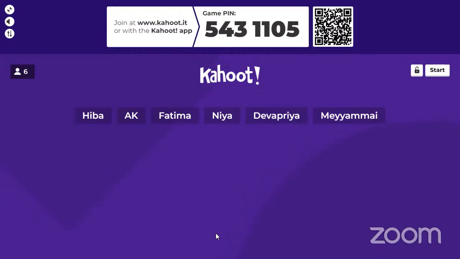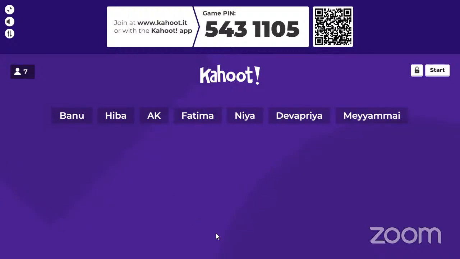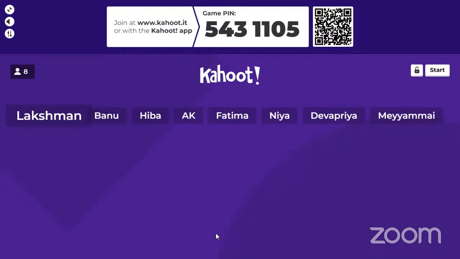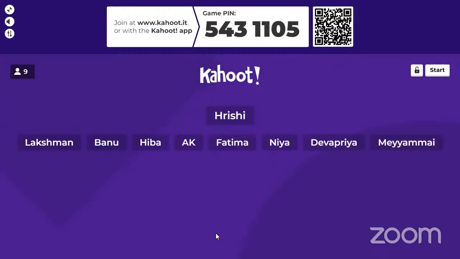You can use the split screen option on your computer. In the split screen option, in one screen you can open the YouTube Live, and in another screen you can open the Kahoot website, that is www.kahoot.it. So this is how you have to enter this game. After entering this game, I'll explain how you have to play it. Okay, so we have Rishi, Lakshman, Banu, Hiba, AK, Fatima, Nia, Devapriya, and Mayamai for this session.